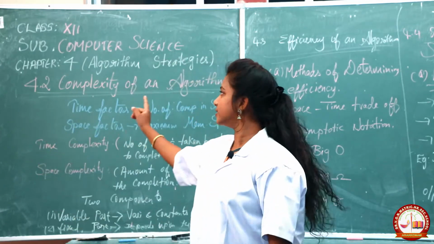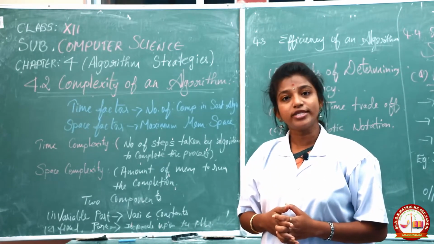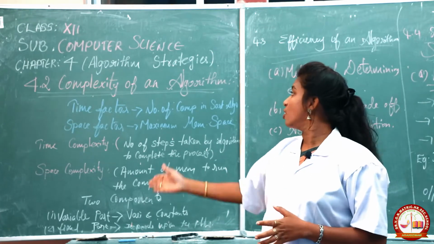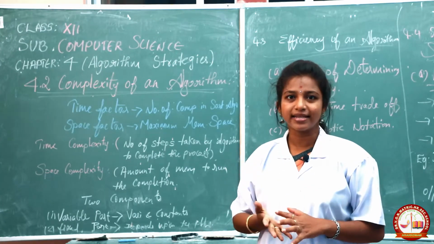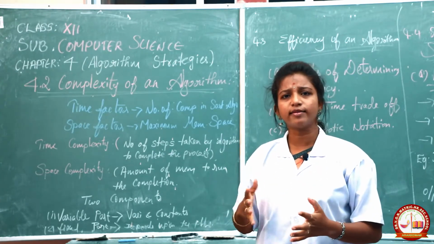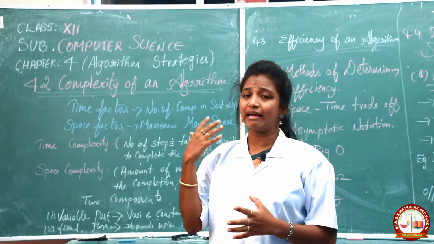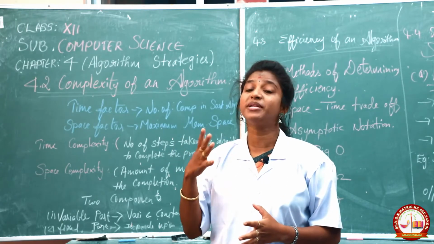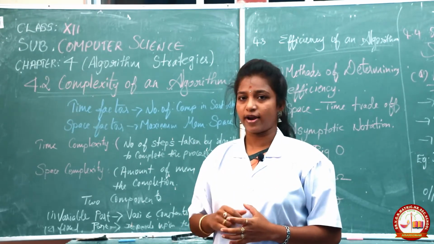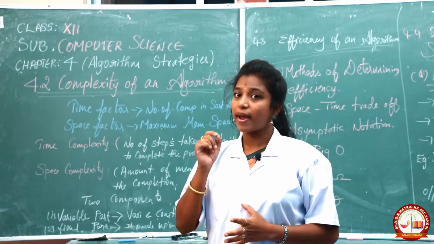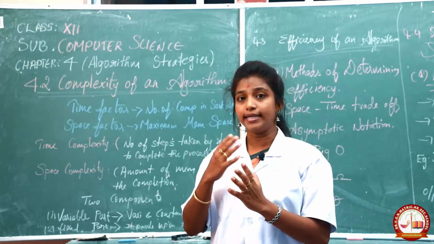See, the first thing is the complexity of an algorithm: the time factor and the space factor. The time factor determines the number of comparisons an algorithm takes to sort. Normally we have a lot of algorithms to complete each process, so how many iteration steps are needed to complete the process is the main thing, and that is called the time factor. Another one is the space factor, which determines the maximum amount of space required to complete the process.